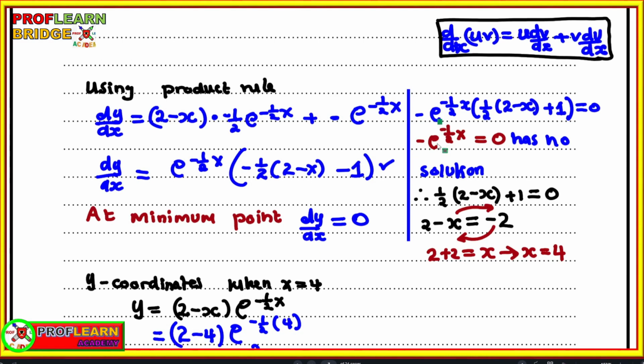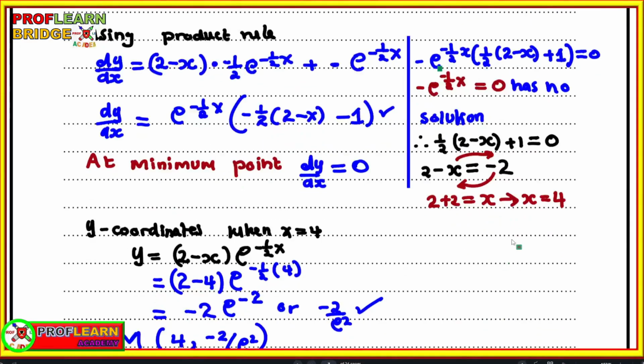But we know that for an exponential function, it can never be equal to 0. That's why I said at this point that has no solution. So the bit that we are remaining with that should be equal to 0 is this part of the equation. And we're going to say a half into 2 minus x plus 1 is equal to 0. I multiplied by 2 all through, and I took x on the other side. I brought -2 on this side, and I solved to get my x equals 4.